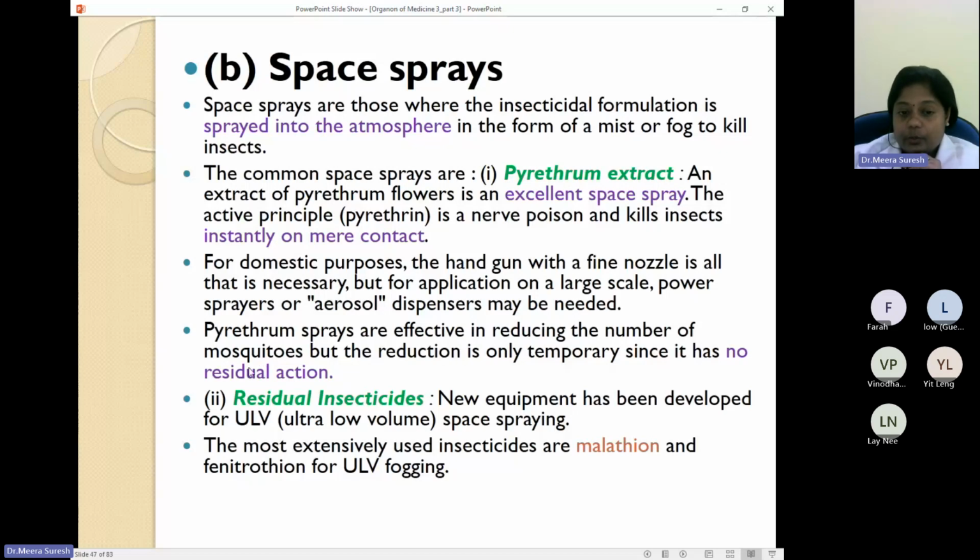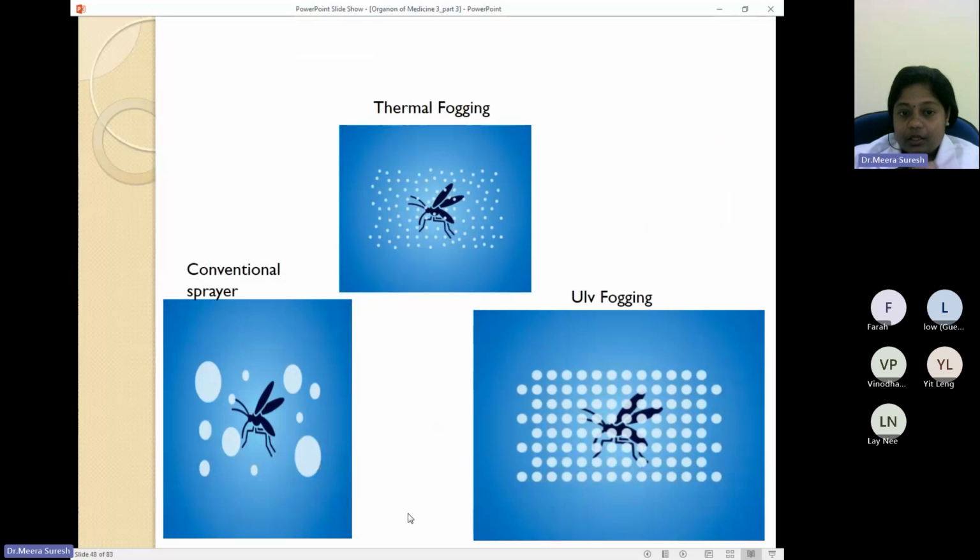It will be immediately killing the mosquitoes, but this reduction is only temporary because there is no residual action. That is why we saw earlier, usually pyrethrum is mixed with DDT and used. So this is not the space sprays. The first one to be considered is pyrethrum, but they do not have residual action. But then we can use residual insecticides for the space spraying, especially malathion, fenitrothion for ULV or ultra low volume space spraying. So those new equipments are being used for the space spraying.